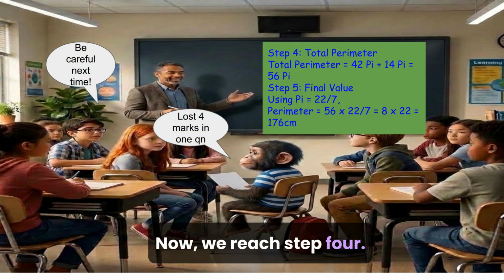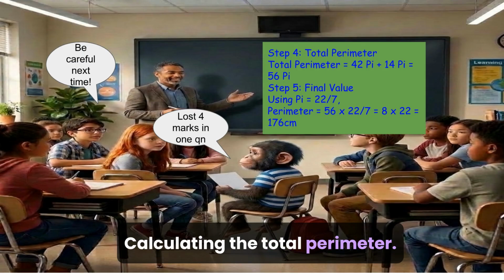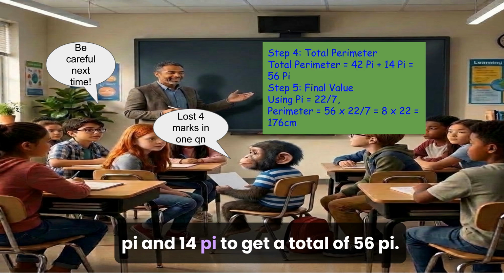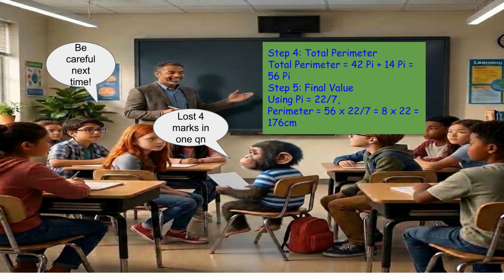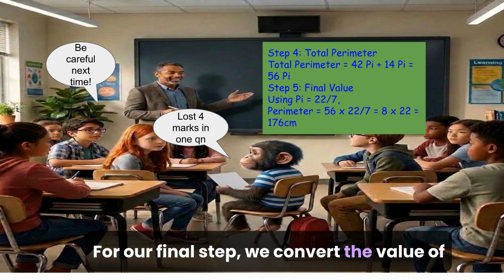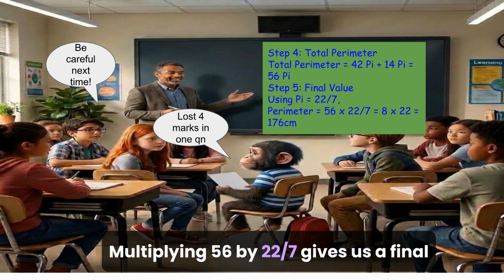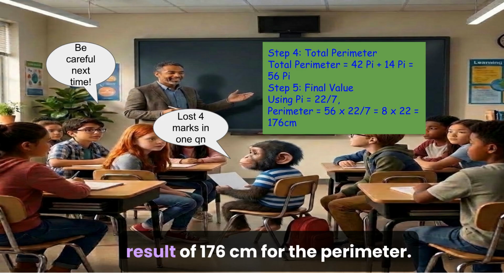Now we reach step 4, calculating the total perimeter. We simply add our previous findings, 42 pi and 14 pi, to get a total of 56 pi. For our final step, we convert the value of pi to 22/7. Multiplying 56 by 22/7 gives us a final result of 176 centimeters for the perimeter.